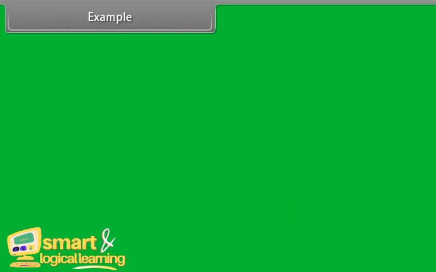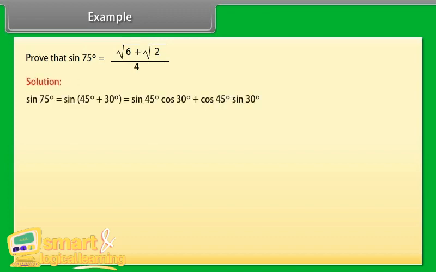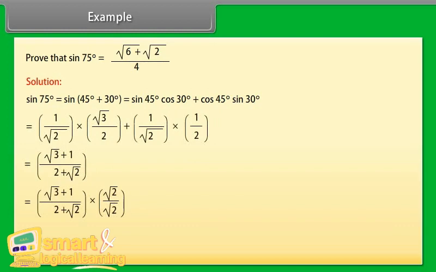Example. Prove that sine of 75 degrees is equal to (root 6 plus root 2) by 4. Solution. Sine of 75 degrees is equal to sine of (45 degrees plus 30 degrees), that is, sine 45 degrees into cos 30 degrees plus cos 45 degrees into sine 30 degrees. By solving it, we get (root 6 plus root 2) by 4.